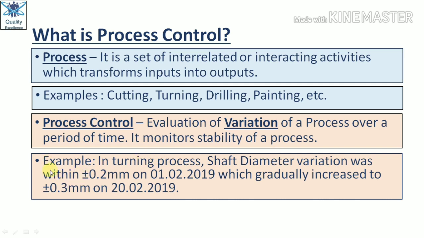And here you can see one example. In a turning process, shaft diameter variation was within plus or minus 0.2 mm on 1st February 2019, which gradually increased to plus or minus 0.3 mm on 20th February 2019. So this is just an example of monitoring the variation and evaluating the variation.